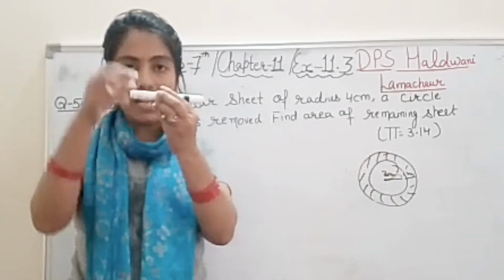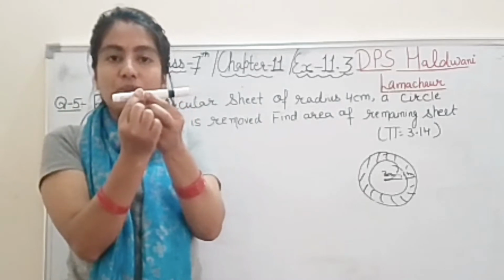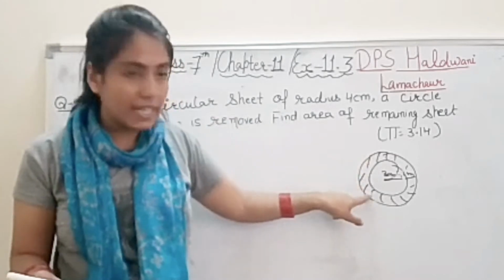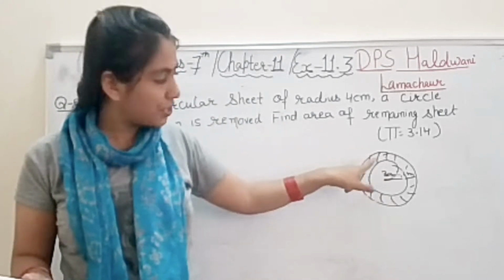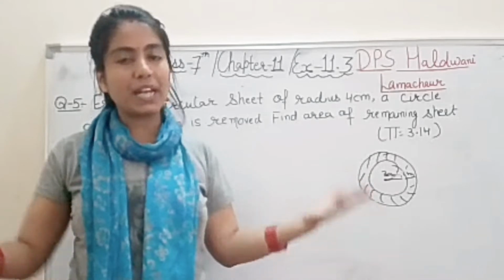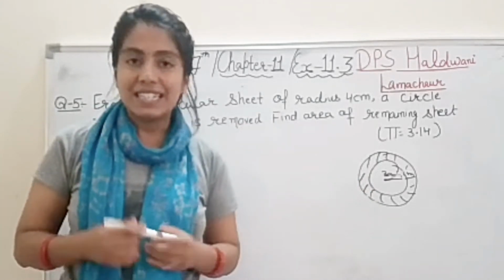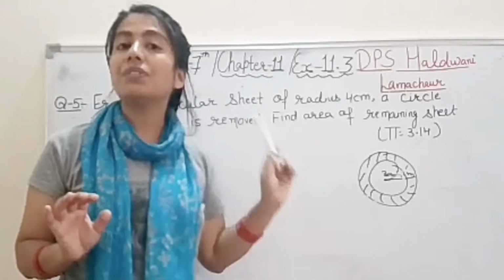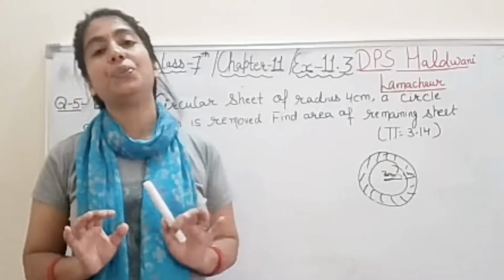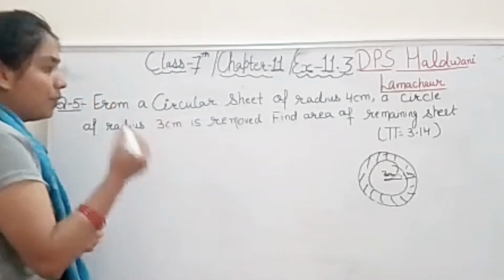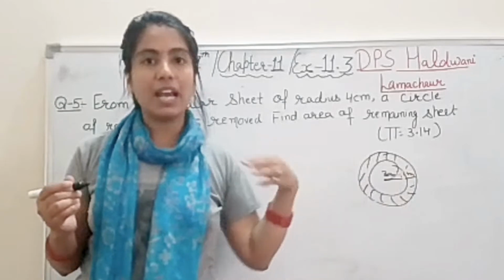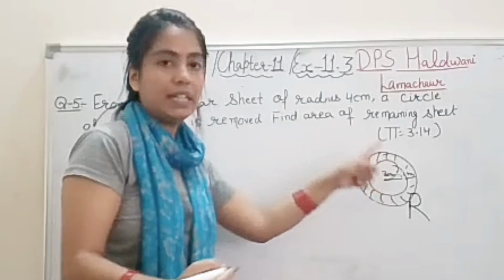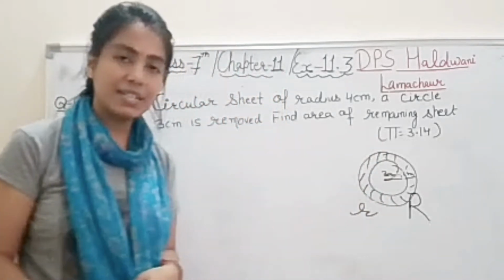Yes or no? Total length is 10 centimeter. If you have used 3 centimeter, what is the length remaining? In the same manner, what is the area remaining? Area of outer sheet minus area of inner sheet gives the remaining sheet. See, logically every question's steps are the same, but the question formation is different, and this is what you need to understand. Right student? Both areas are circles, so we have radii. For the outer circle I am taking capital R, and for the inner radius I am taking small r. Fine student?